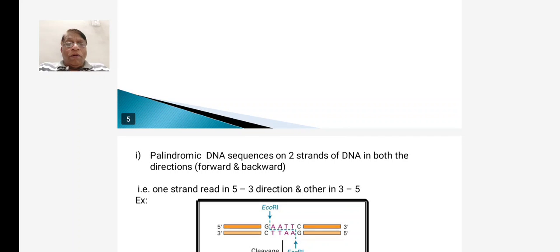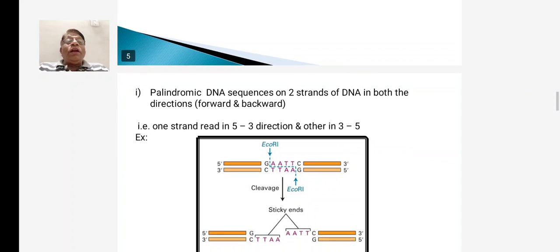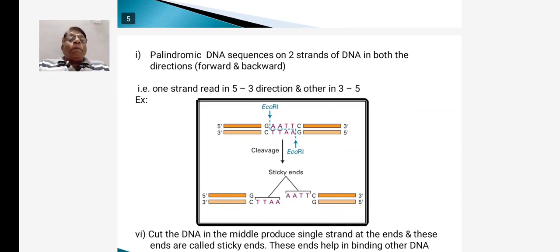Look here now. What is this palindromic DNA? Palindromic sequence on the two strands of DNA in both directions.